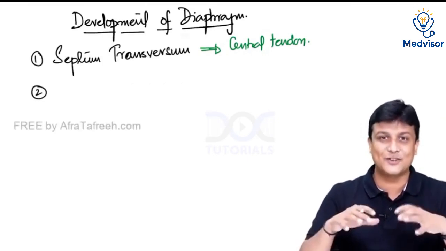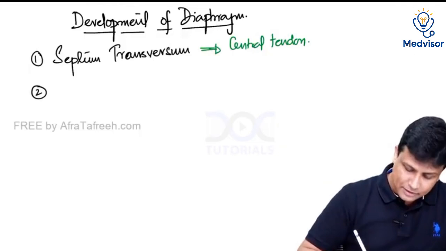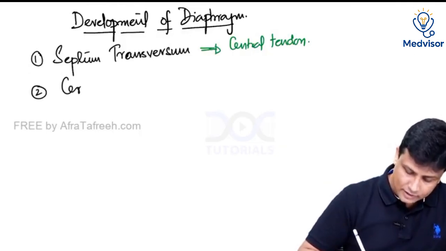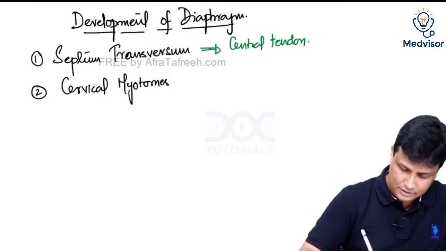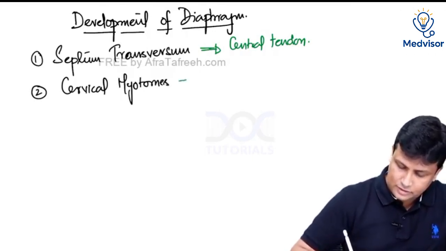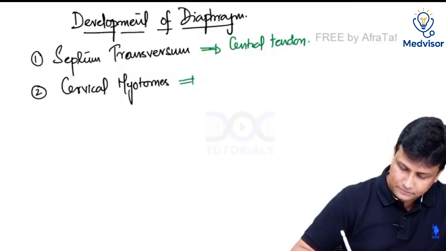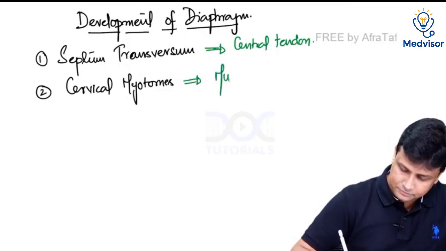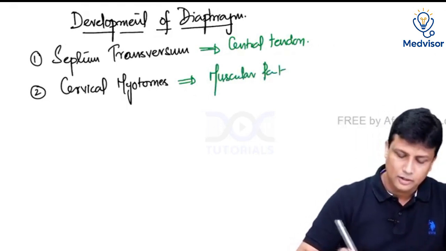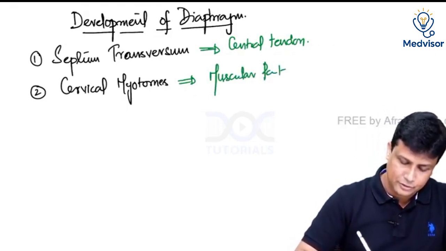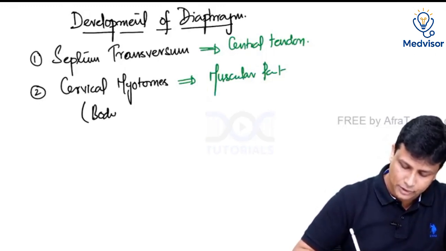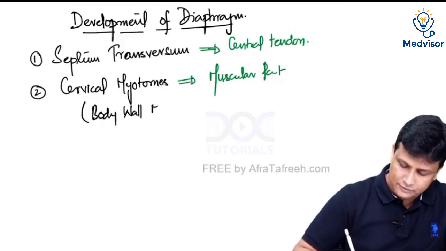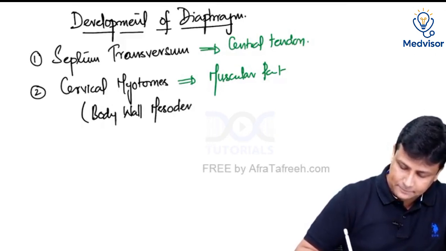The diaphragm is a musculo-tendinous structure, so you also have muscle. The muscular part is actually derived from the cervical myotomes. Cervical myotomes are the ones which are going to form the muscular part of the diaphragm. The important thing here is that myotome is nothing but mesoderm, right? So we can even call it body wall mesoderm. Please don't get confused if these different words are used in the exam.